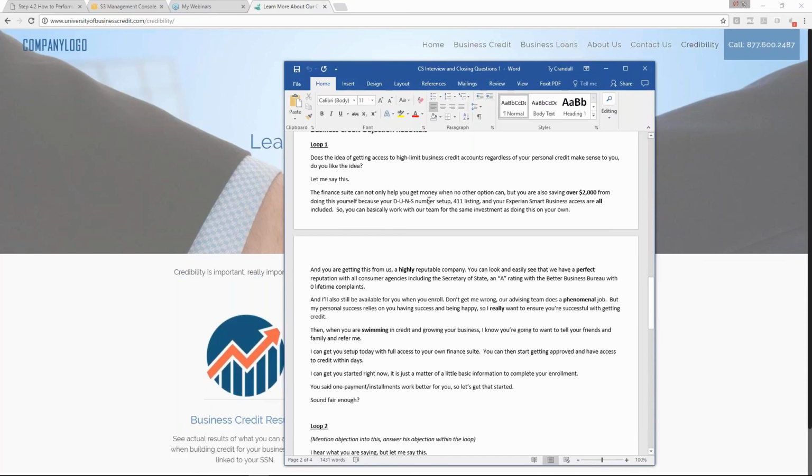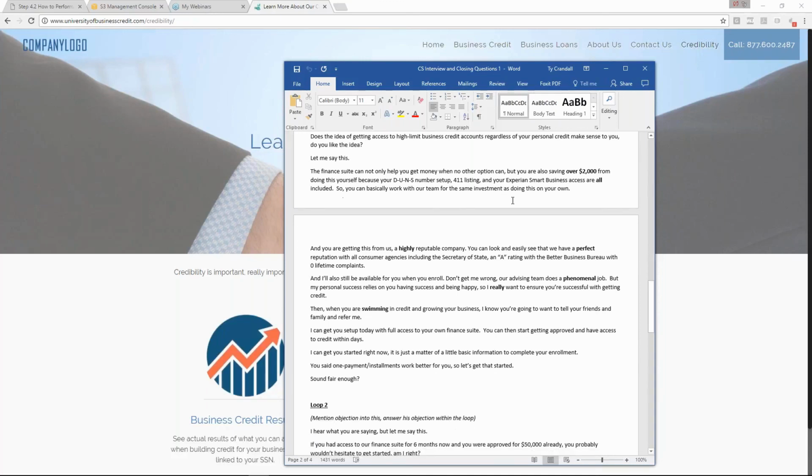The Finance Suite can not only help you get money when no other option can, because at this point we know they can't get a loan, okay, but you're also saving over $2,000 from doing this yourself, because your DUNS number set up, your 411 listing, and your Experience Smart Business Access are all included as part of the system. So you can basically work with our team for the same investment as doing this on your own.